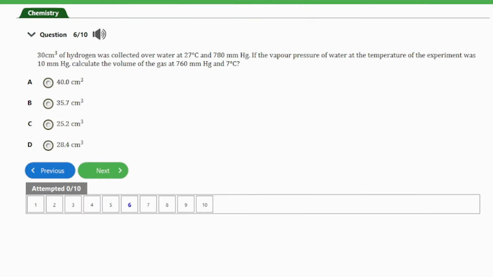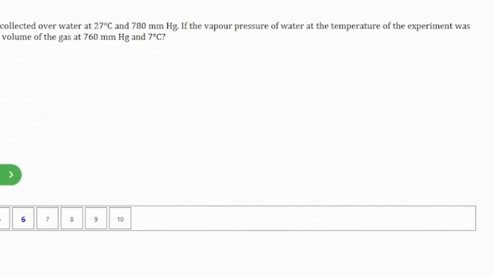Question number 6. It says 30 cm cube of hydrogen was collected over water at 27 degrees Celsius and 780 millimeters of mercury. If the vapor pressure of water at the temperature of the experiment was 10 millimeters of mercury, calculate the volume of the gas at 760 millimeters of mercury and 7 degrees Celsius. So guys, let's zoom in right in here to our workspace and solve this out together.